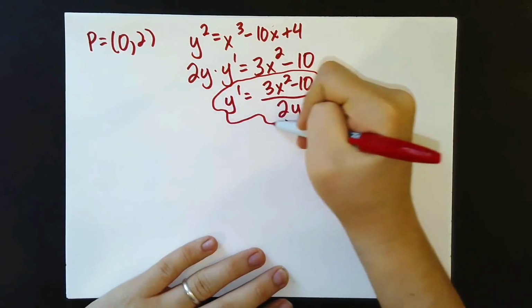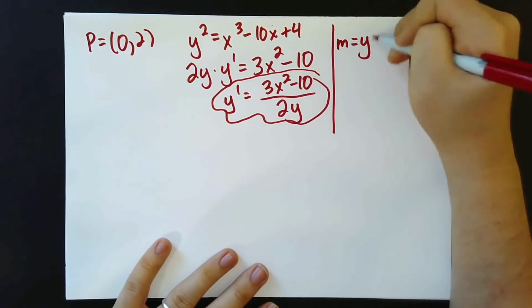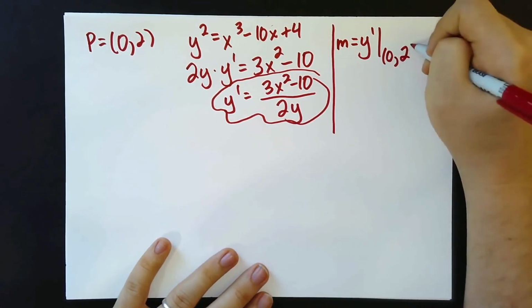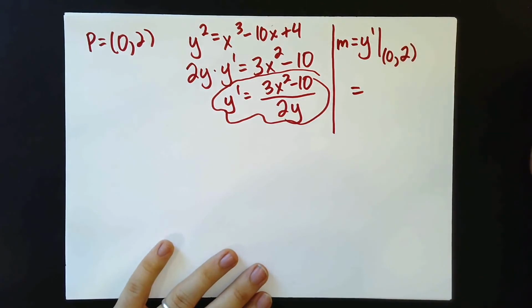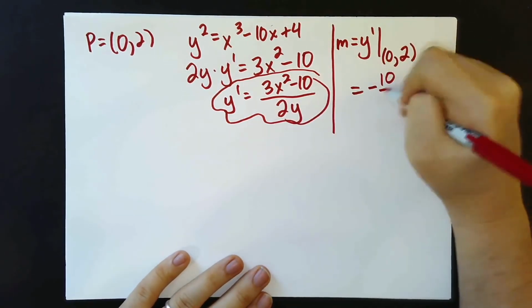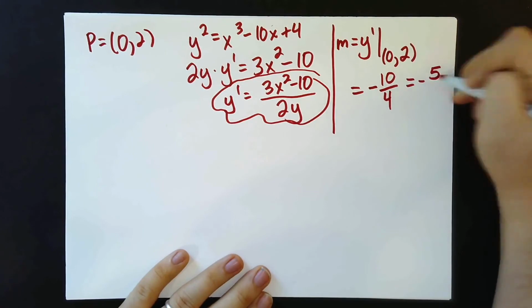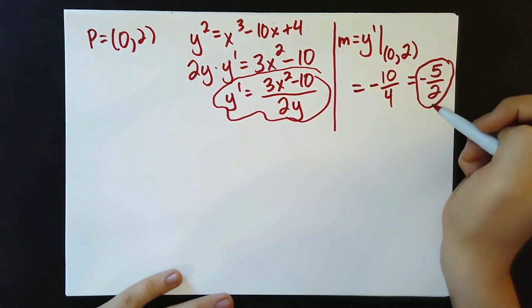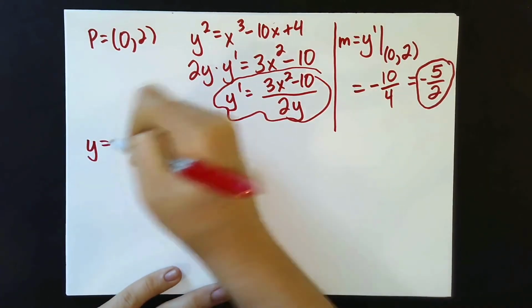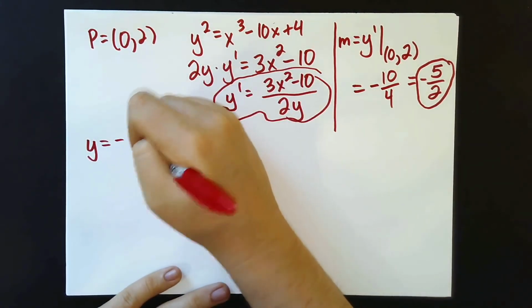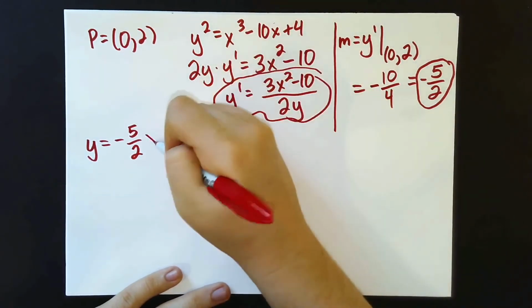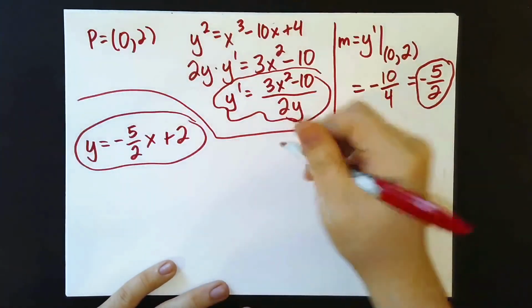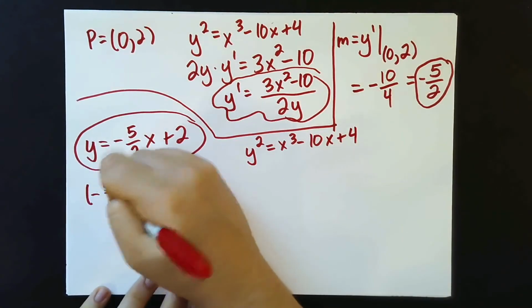Of course, we want the slope of the tangent line at this point. So that is the point where x is 0 and y is 2, which will work out to be minus 10 over 4, or minus 5 halves. Thus, the equation of our tangent line is y equals minus 5 halves times x plus 2. And just like before, we're going to plug that in to our equation.